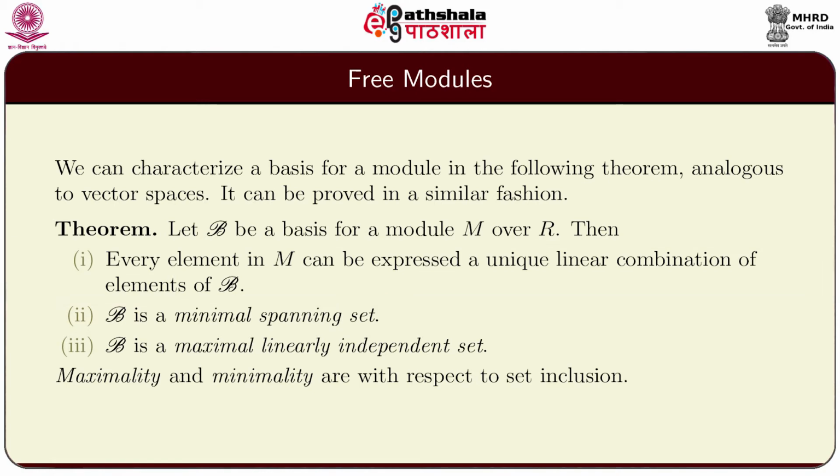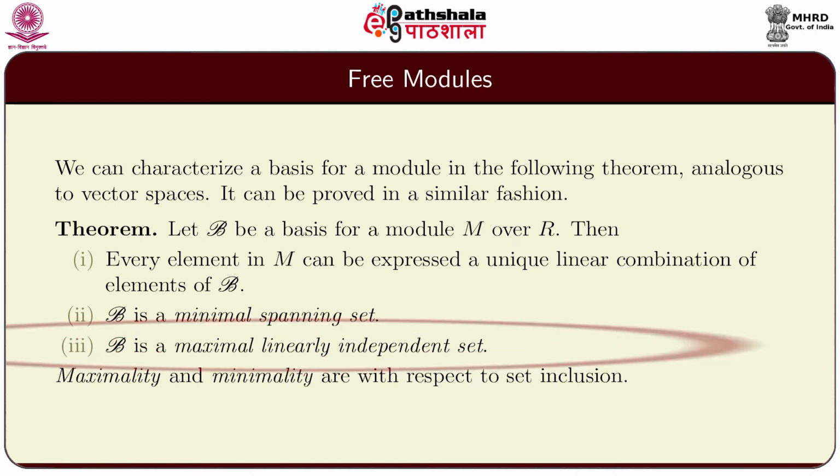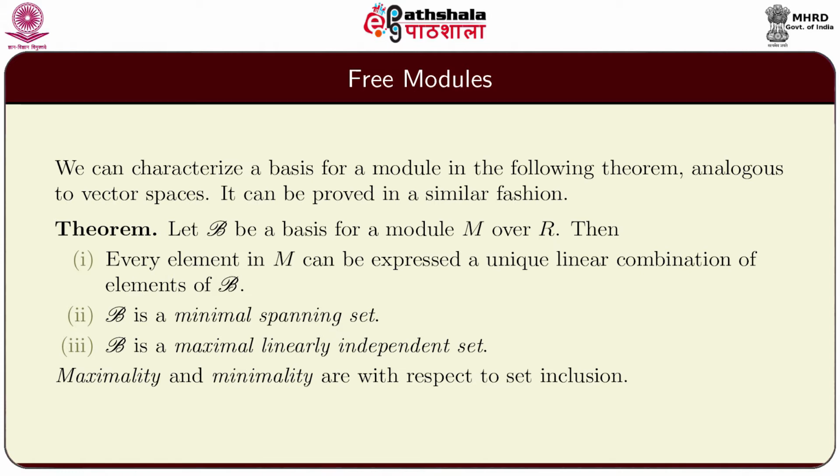2. B is a minimal spanning set. 3. B is a maximal linearly independent set, where maximality and minimality are with respect to set inclusion. We know that every non-trivial vector space has a basis, and it is not true that every non-trivial module has a basis. For example, the module Zn over Z, where every element is a torsion element, and therefore we cannot have a linearly independent set and therefore not a basis.